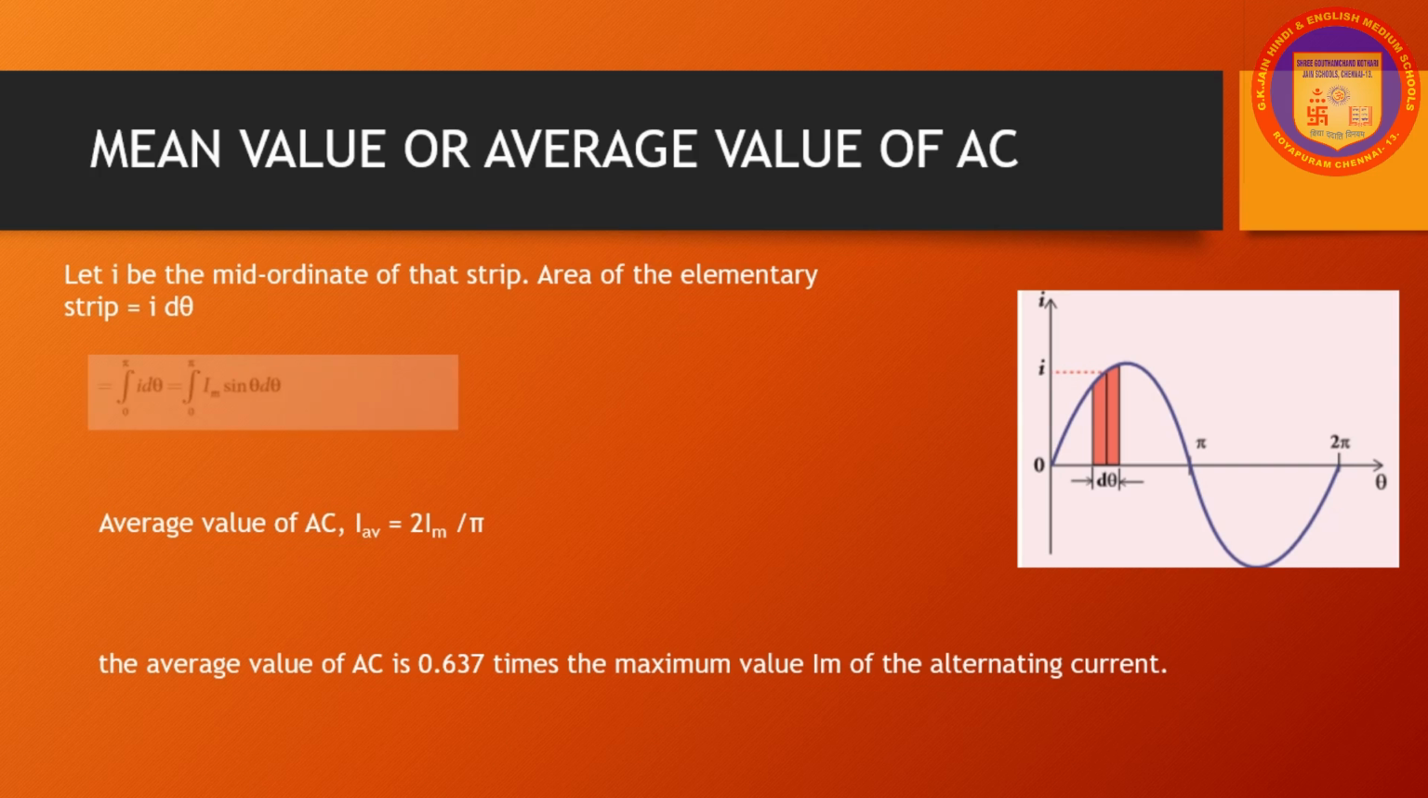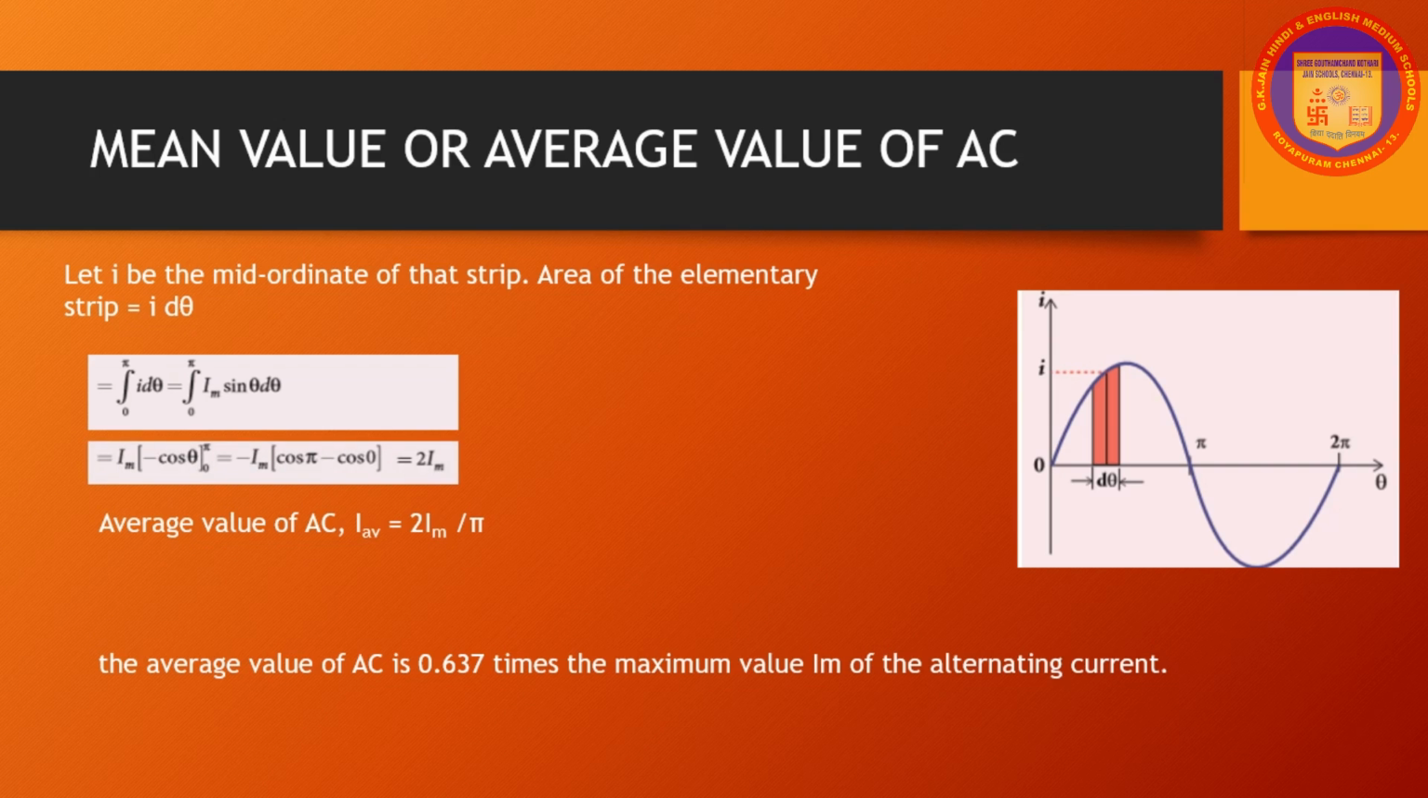So minus Im into cos π minus cos 0. So cos π value is minus 1 and cos 0 is 1. So minus 1 minus 1 becomes minus 2. The negative sign which is inside the bracket and outside will multiply, so we'll get a positive value. So we'll get a value of 2Im.